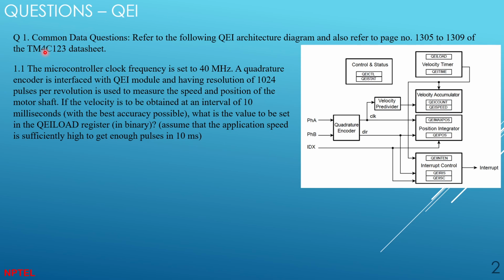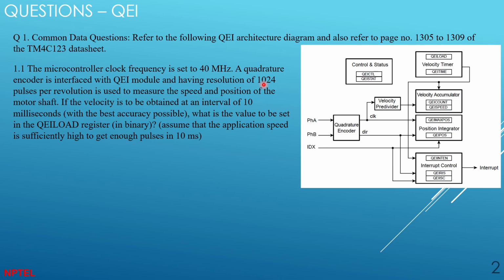Let's read out what the question is. The microcontroller clock frequency is set to 40 megahertz. A quadrature encoder is interfaced with the QEI module and has a resolution of 1024 pulses. The encoder specification is given in PPR, which is pulses per revolution. If you want to buy an encoder and type it in Amazon or Robu, these are the main specifications of a digital encoder.